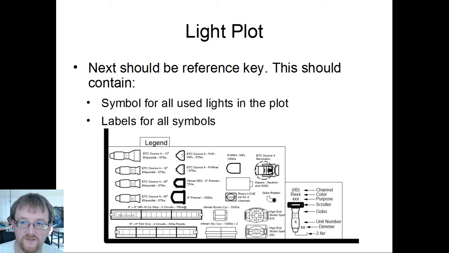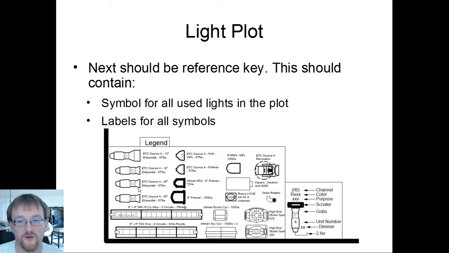The next piece of information that absolutely should be on your light plot is the reference key, the legend. This should go in your bottom left corner of your plot and should have all of the lights that you are using and an explanation of what they are. So all of these symbols are in this light plot, and next to each symbol is an explanation of what it is. This symbol means it's a Source 4 10 degree. This symbol means it's a Source 4 19 degree. This symbol is an ETC Source 4 Par. This symbol means it's an Altman 6-inch Fresnel.